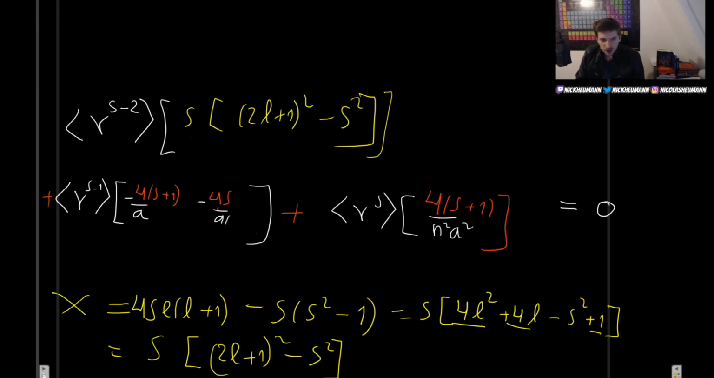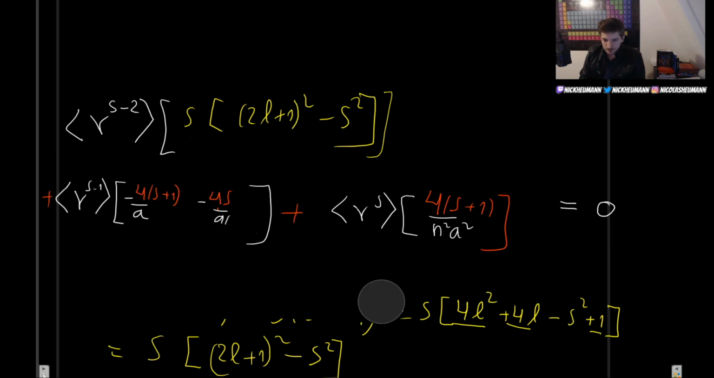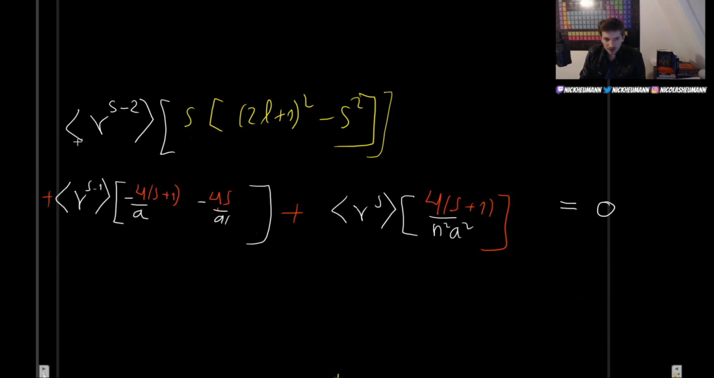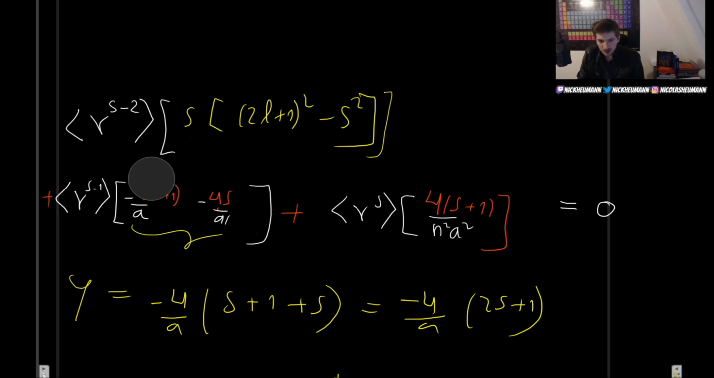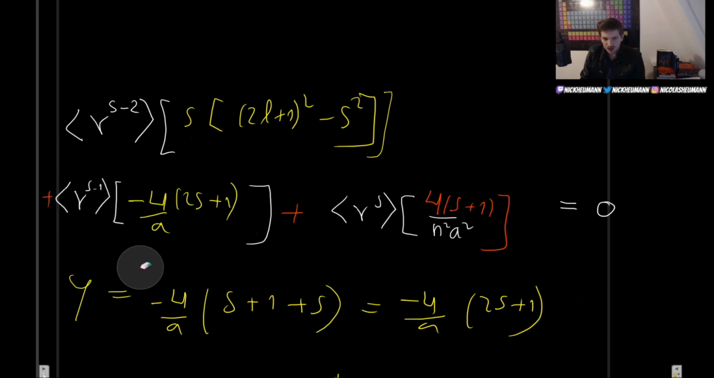And here, what can we do? So let's now go for the next part. Well, what can we do to simplify this? Maybe let's call this y. So y would be minus 4 over a, right? That's the same in both. And then we have s plus 1 plus s. So basically minus 4 over a, 2s plus 1. So let's write that down. This right here is simply minus 4 over a, 2s plus 1. And there we don't really have to change anything.